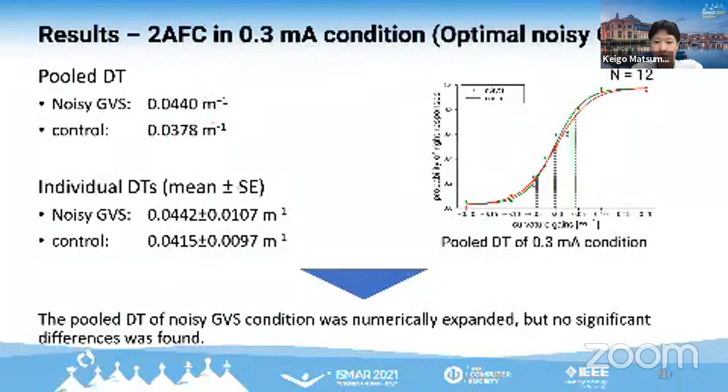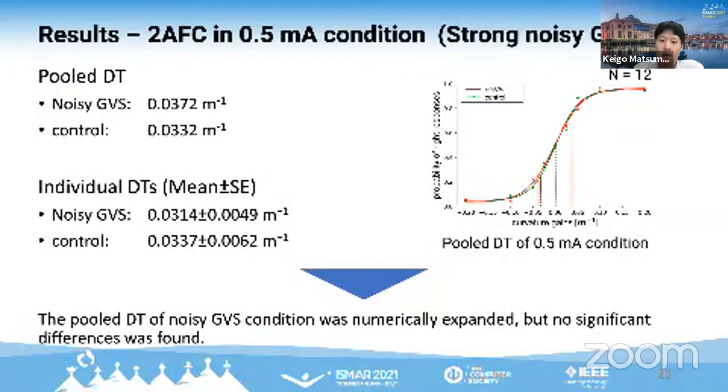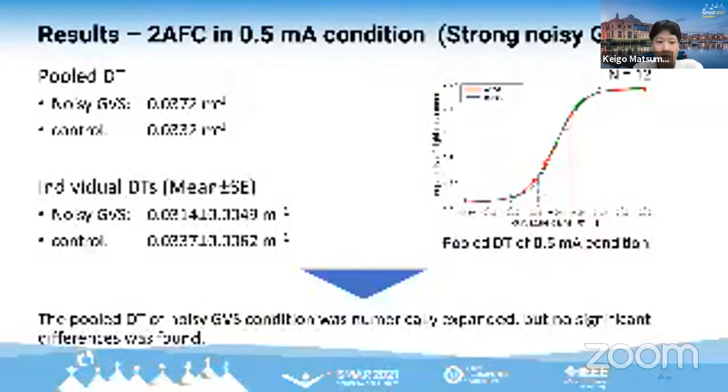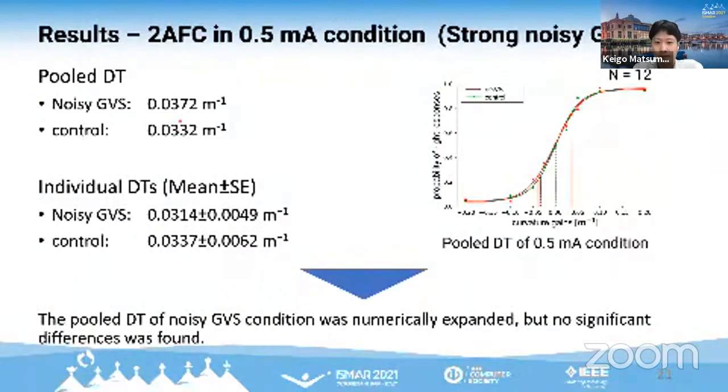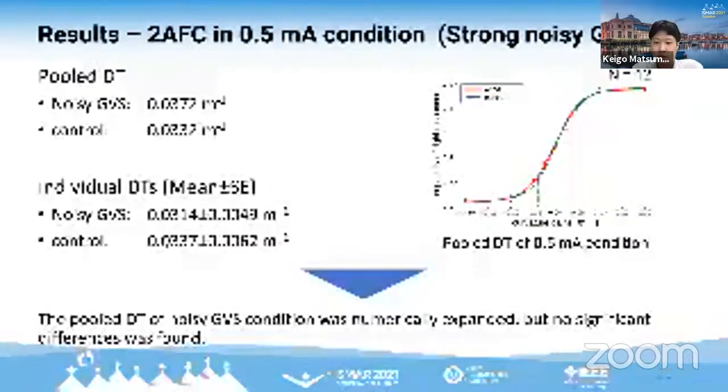Next, here are the results of the two-alternative forced choice in the 0.5 milliampere current condition. In the ZBS condition, the pooled DT was 0.372, and in the control condition, it was 0.0332. Meanwhile, the individual detection threshold in the noisy ZBS condition was 0.0314, and in the control condition, it was 0.0337. So the results show that the pooled detection threshold of the noisy ZBS condition was also numerically expanded here, but no significant differences were found.